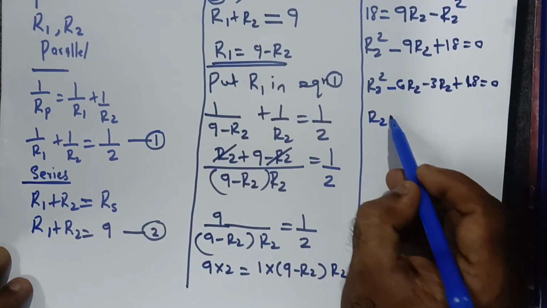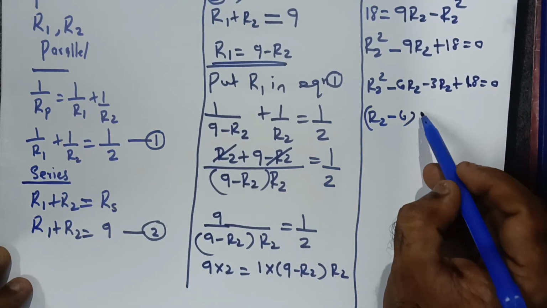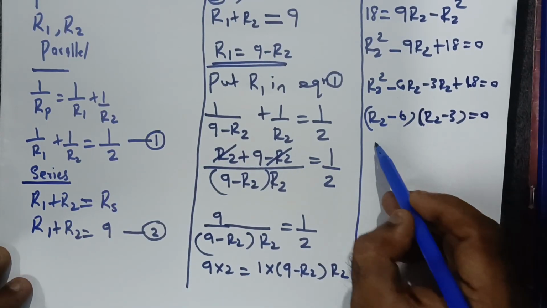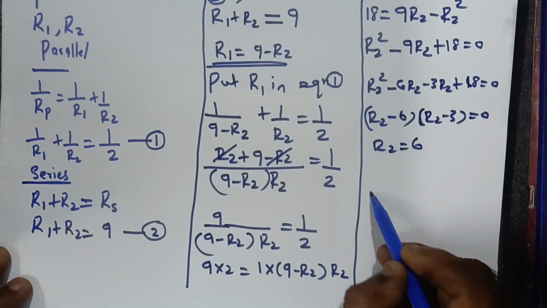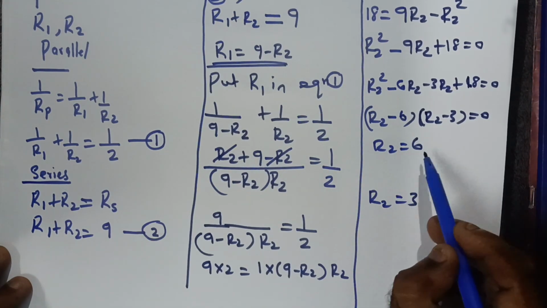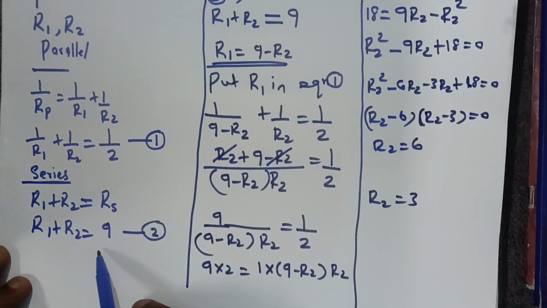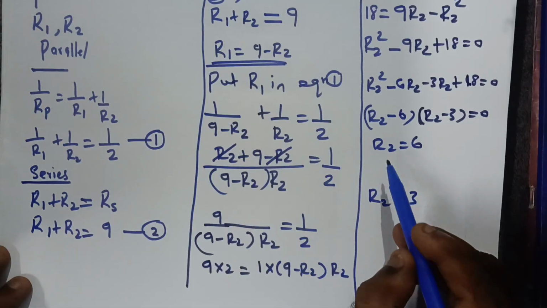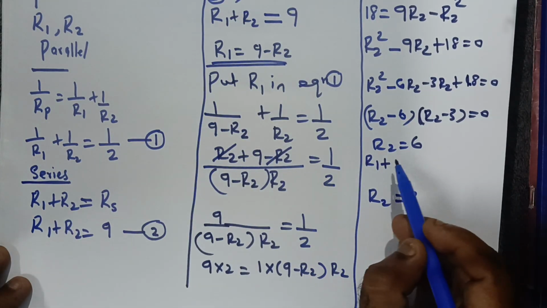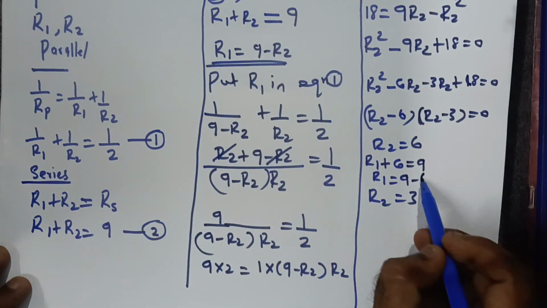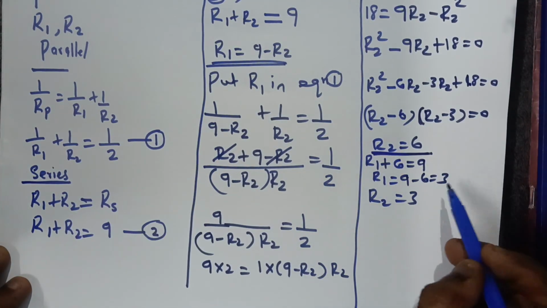So the answer is R2 minus 6 into R2 minus 3 equal to 0. So R2 may be 6 or R2 may be 3. So it can be 6 or 3. Okay, just for the calculation. If R2 is 6, now put in equation 2 here. Okay, now you put the value of R2 in equation 2. What do you get? R1 plus 6 equal to 9. So R1 is 9 minus 6 equal to 3. When R2 becomes 6, R1 is 3.